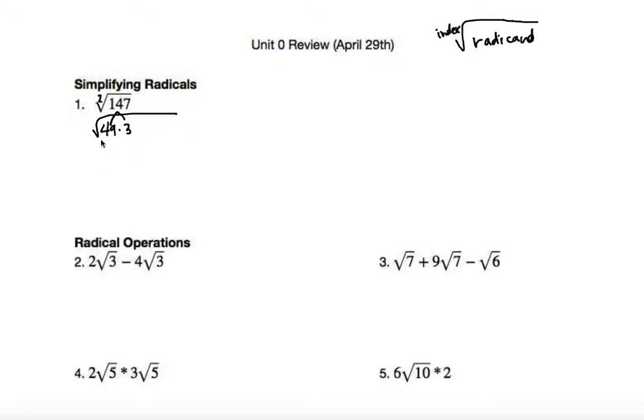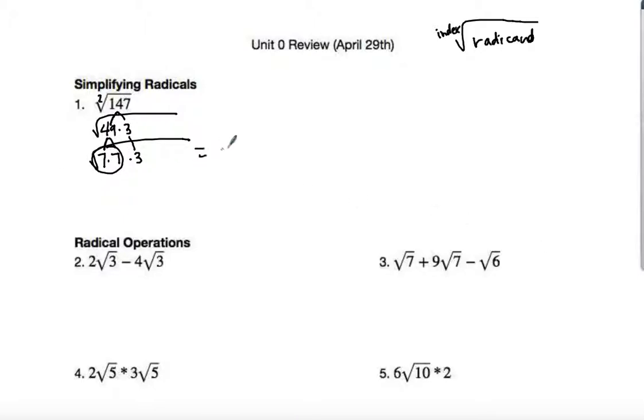So now I'm going to break 49 down. 49 breaks down to 7 times 7. 3 will not break down, so I'm going to leave it. Remember, your index tells you how many you're putting in a group, so we're looking for a group of 2 numbers that are the same. So the 7s are the same, so we're going to circle the 7s.